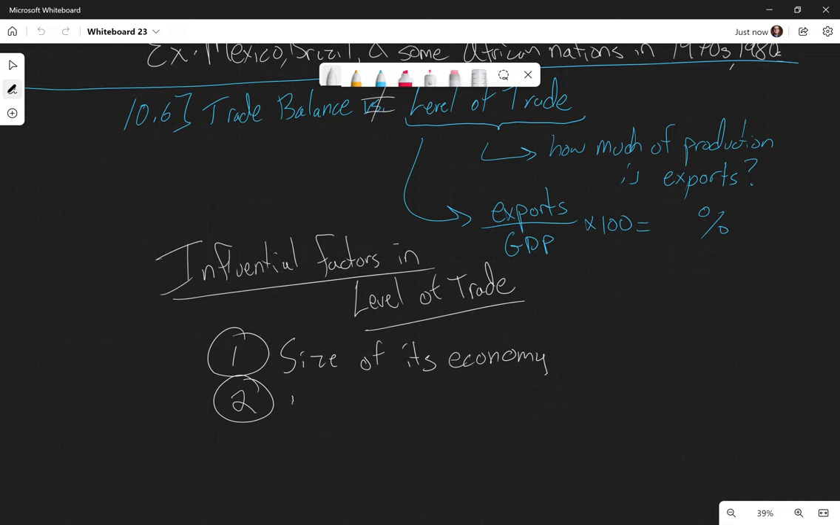Secondly, the geographic location. People will often trade with neighbors because of similar cultures, languages, and it's just cheaper, right? When things are closer, it's cheaper to ship them. It's cheaper to go and visit and check out the product before you get it shipped over, whatever the case may be. And then lastly, there's a strong influence that the history of trade has.